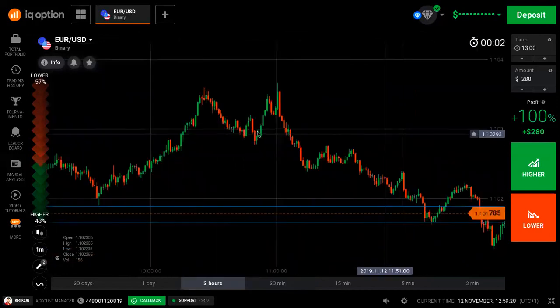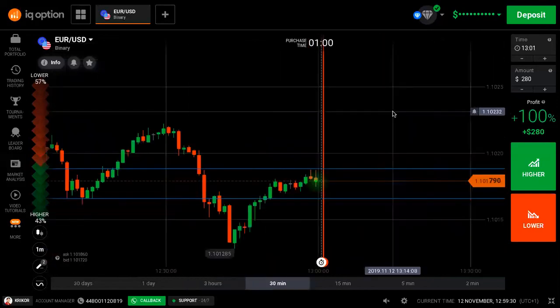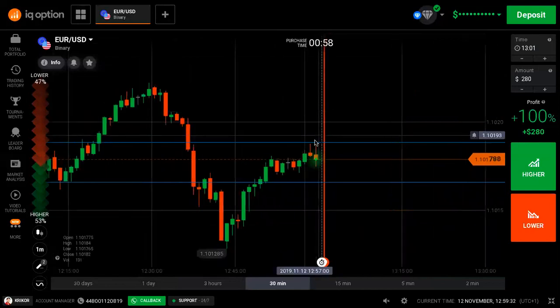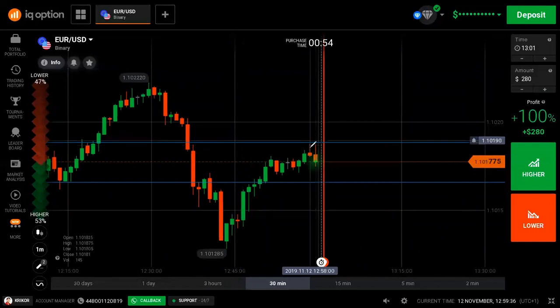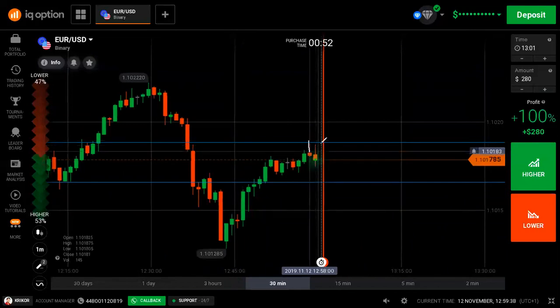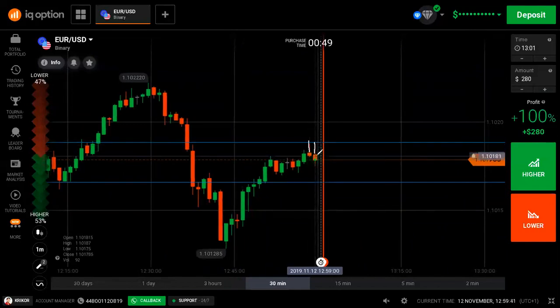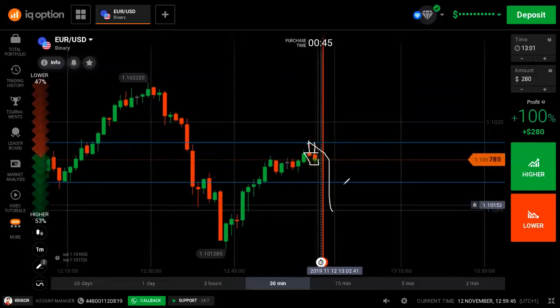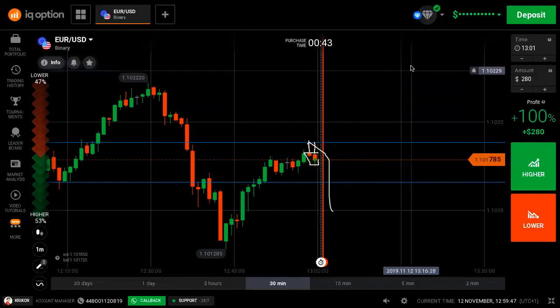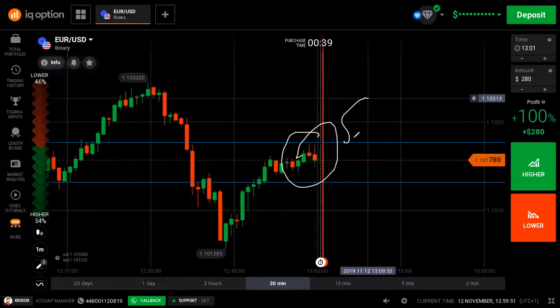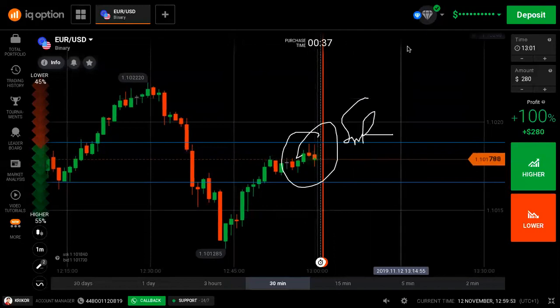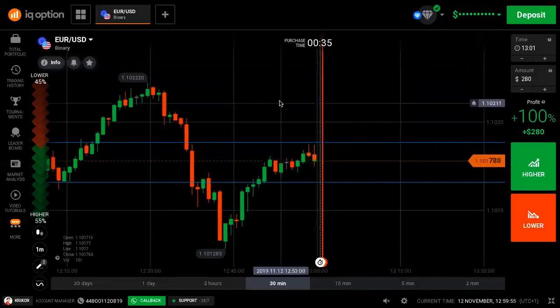So what we are doing basically is to be able to identify levels. You see, the market is trying to reverse at that level. It touched it and came down, then it came down again to touch. So the market might go like this. I'm going to teach you a strategy to trade at this level. So let's go ahead.